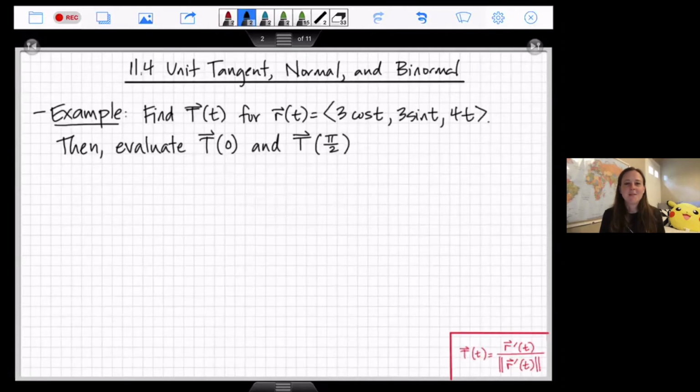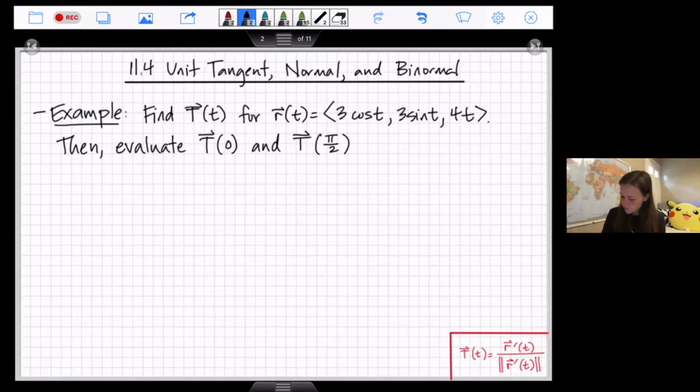All right, I mentioned that not many of these are going to be pretty functions, but this one is going to be one of the ones that's not too bad. All right, so let's see if we can calculate that unit tangent vector function and then find two specific unit tangent vectors. All right, so I've got the formula down there on the bottom right for the unit tangent vector function.